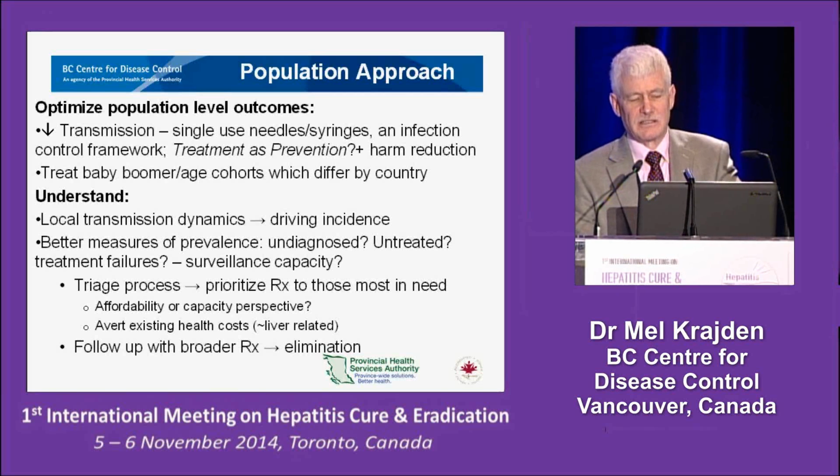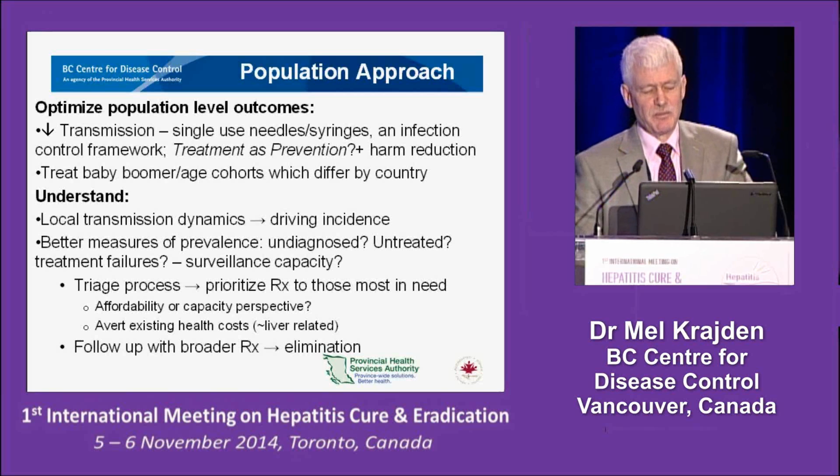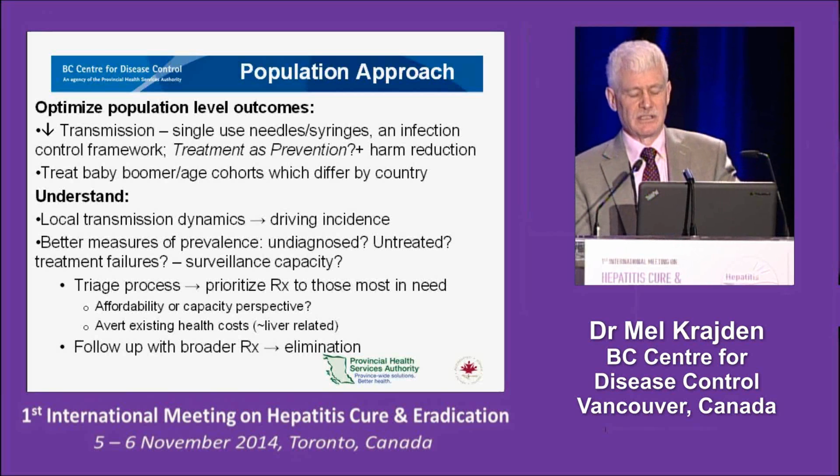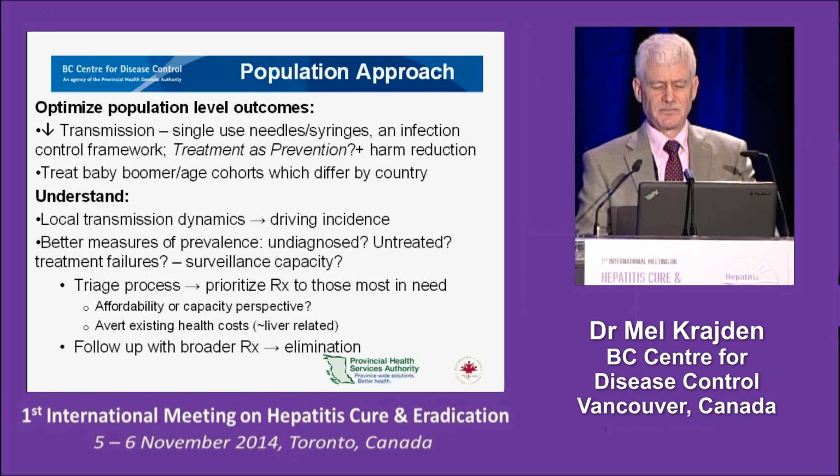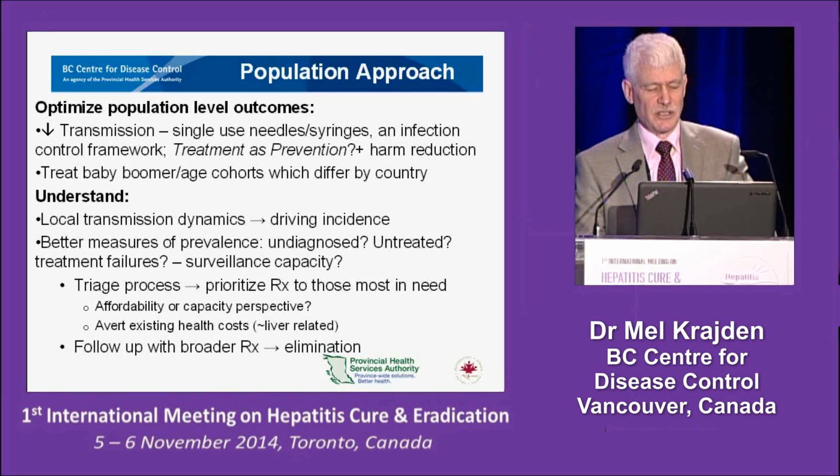And then we've heard about treatment as prevention, which would require harm reduction, or we heard this from the speaker before, about the potential of using vaccines in people who inject drugs, perhaps those who got treated for disease. Then you have this large baby boomer or age cohort, which differs significantly by country. And so if you really wanted to come to grips with this, you'd want to better understand the local transmission dynamics. So what is driving the incidence in your country?